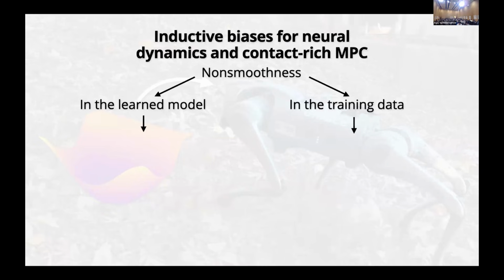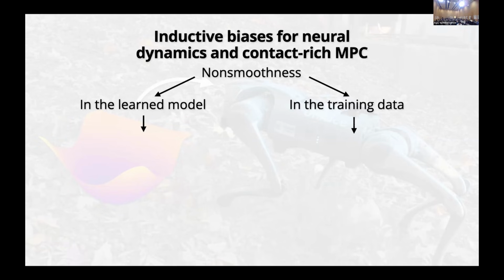These inductive biases are more practical, and they both aim to address non-smoothness in learned MPC. We noticed non-smoothness was a key difficulty in two parts of the learning process. The first is in the learned model itself. If you're trying to learn a model for a non-smooth system, that non-smoothness will be replicated in the neural network, or whatever you're using to replicate those dynamics. Secondly, because you're collecting data from a non-smooth system, there's going to be non-smoothness within the training data itself.